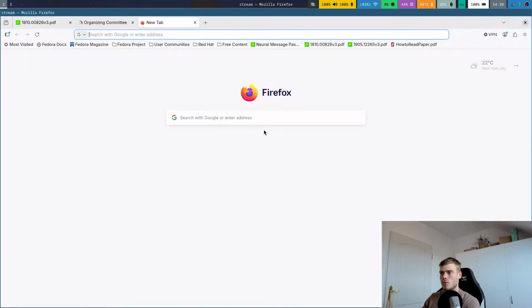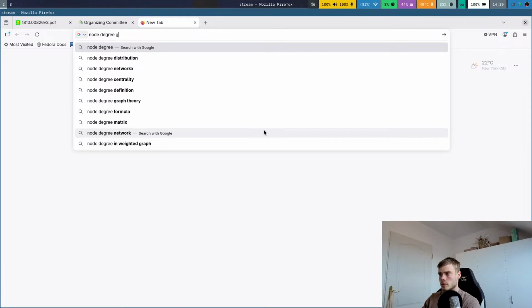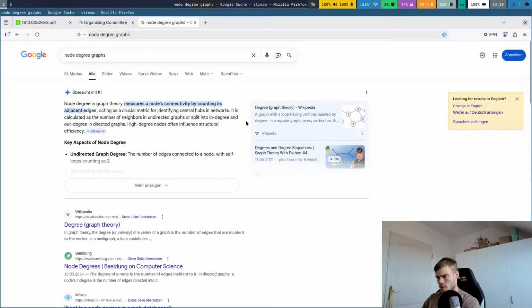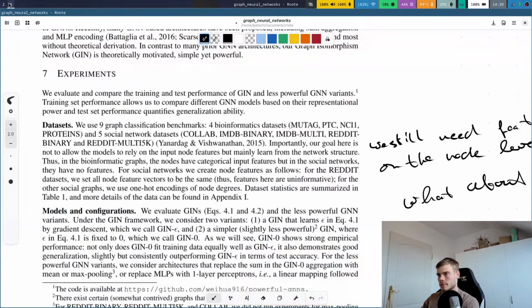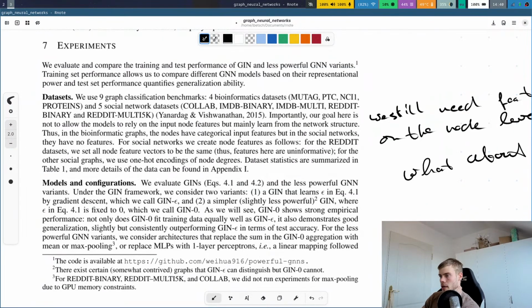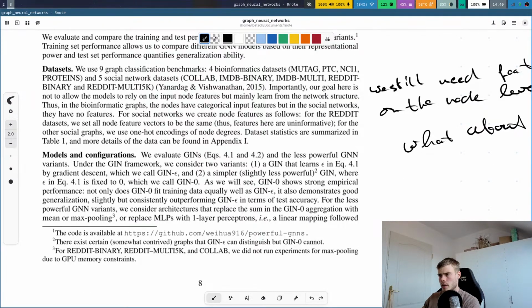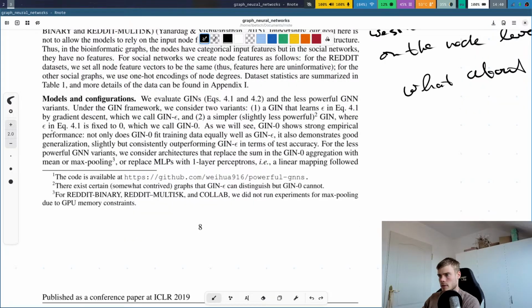What is a node degree? In graph theory, it measures a node's connectivity by counting its adjacent edges. Okay, how well it is basically connected. For the other social graphs, we use 100 encodings of node degrees. Dataset statistics are summarized in Table 1, and more details of the data can be found in Appendix 1.